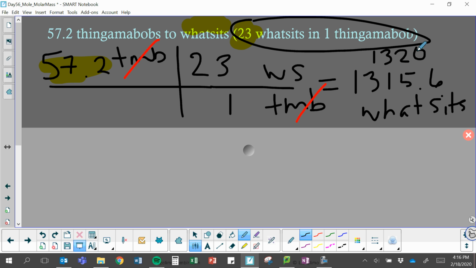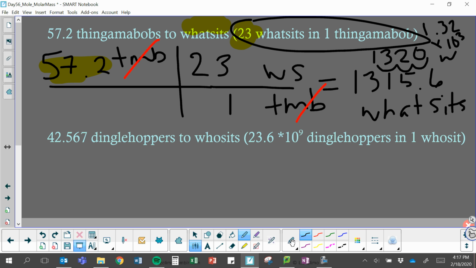So we can write that as 1320 what's it, and remember we have to put that 0 there, otherwise it's just 132 as opposed to 1320. Or you can write it with scientific notation. You could write 1.32 times 10 to the 3rd power, and then our unit of what's it. Okay, so here's another one. You can pause the video and try this one out.